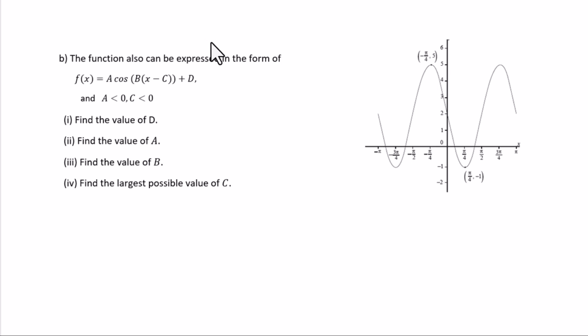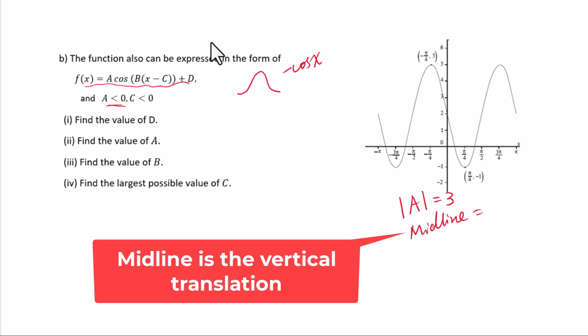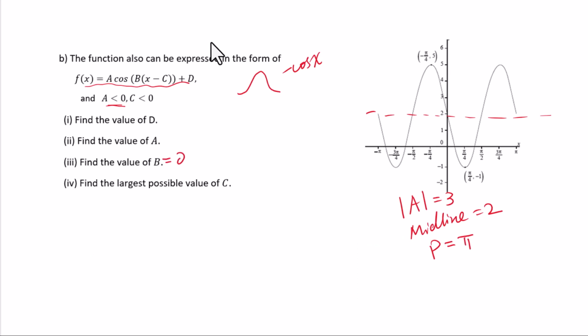Let's go to 1b. The function also can be expressed in the form of this. A is negative, C is negative. Since A is negative, we know the function has the pattern of negative cosine x. From 1a, we already figured out amplitude equals 3. The midline equals 2. Also, period equals pi. Therefore, B is 2. D is the midline this time. A is negative, so we get -3.